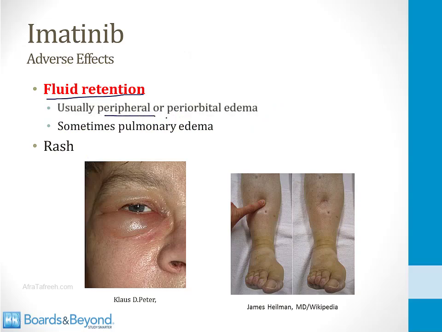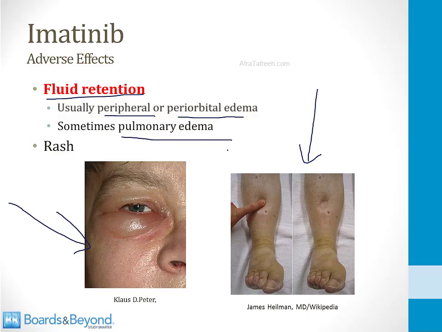This is usually peripheral edema, as shown in this picture on the right side of the screen, or sometimes it is periorbital edema, as shown in this picture here. Rarely it can cause pulmonary edema and shortness of breath, and then imatinib is also associated with a skin rash.